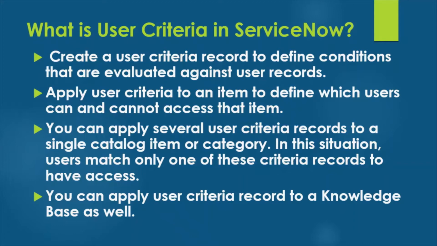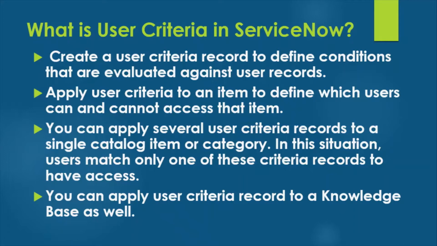So you can apply several user criteria records to a single catalog item or category. We can even apply user criteria to the category of a catalog item as well. And we can apply several user criteria to one single record, whether it's a catalog item, category, or knowledge base. In this situation, if the user matches only one of these criteria, then the user will have access.